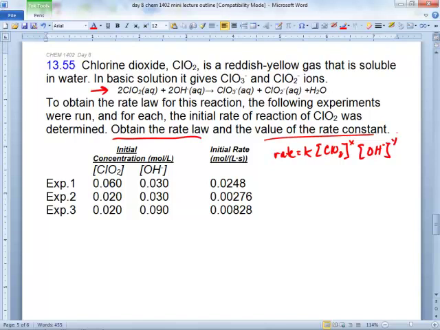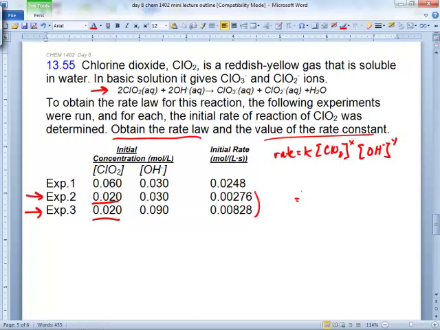Now, Ramiro, see if you can pick 2 experiments where one of those reactants, its concentration stays the same. What 2 experiments could you pick? He says 2 and 3. He wants to compare 2 and 3. Yeah, look at that. ClO2 is staying at 0.02. Okay, let's see how this works. Let's compare 2 and 3.